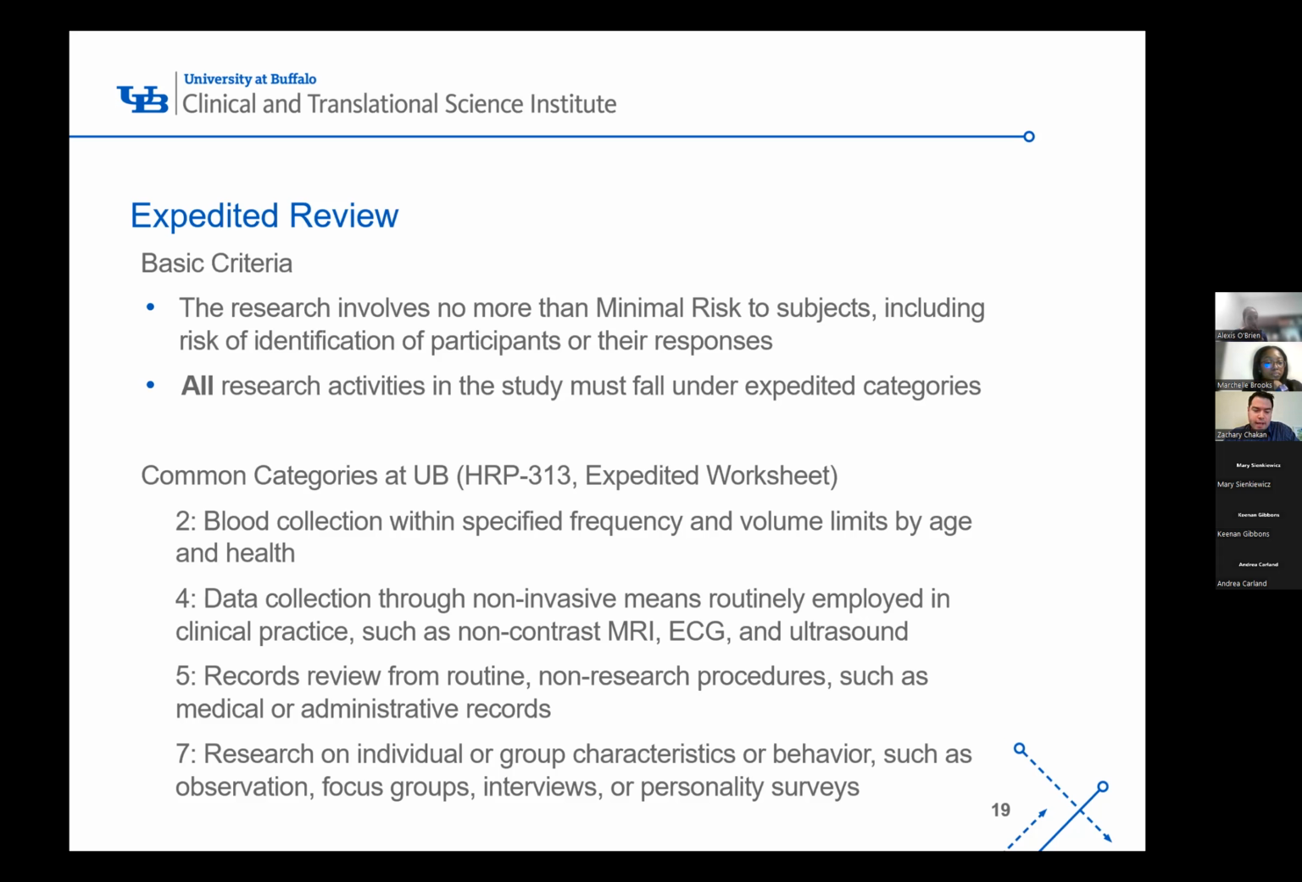And expedited category 7 is also very common, which is research on individual group characteristics or behavior, usually using surveys or interviews, focus groups as the study procedures. And there's a 7A and a 7B for that.